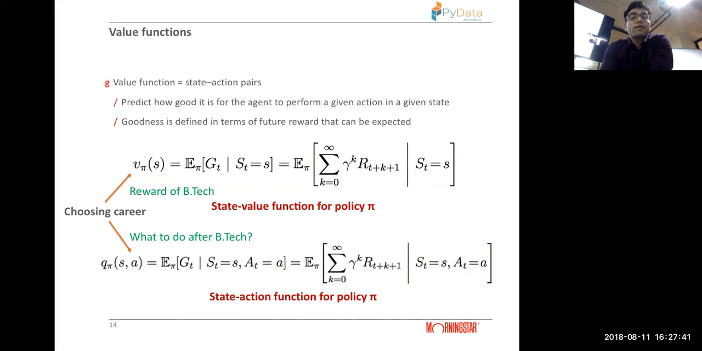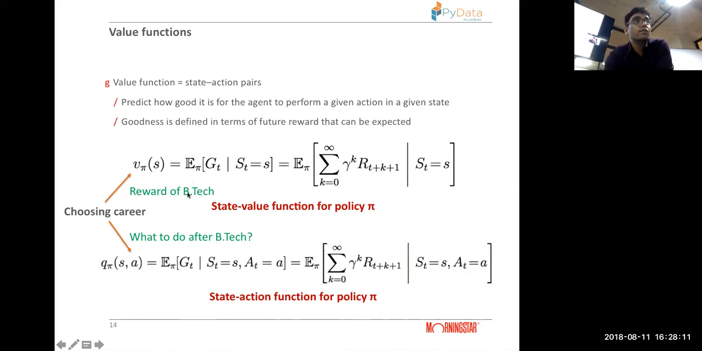I can do MBA. I can just do a job, and then there's one step, and then another step can be something else. I can do PhD. If I was doing a job, I can do MBA. If I was doing MBA, I can do a job. So I was in state BTech, and I'm trying to sum up the rewards that I can get from BTech to the future states I can be in. That is the reward of being in BTech, the value of BTech, let's say.